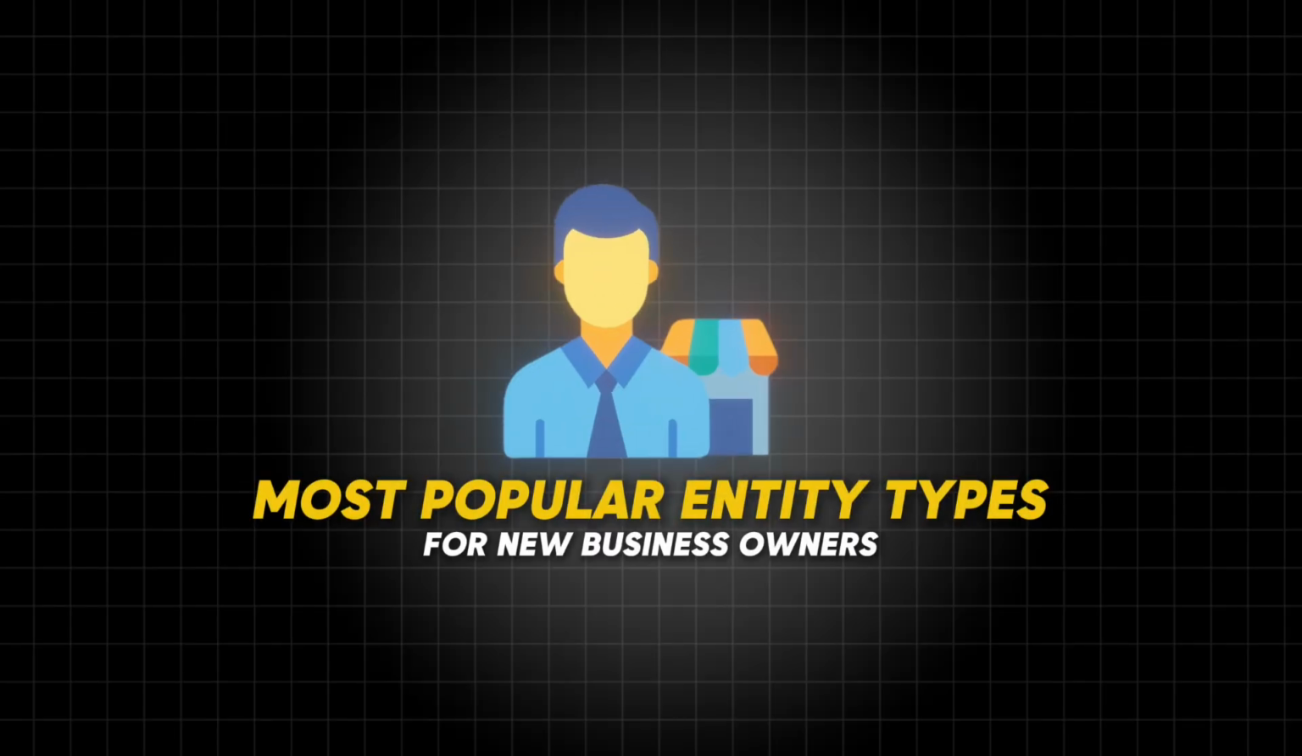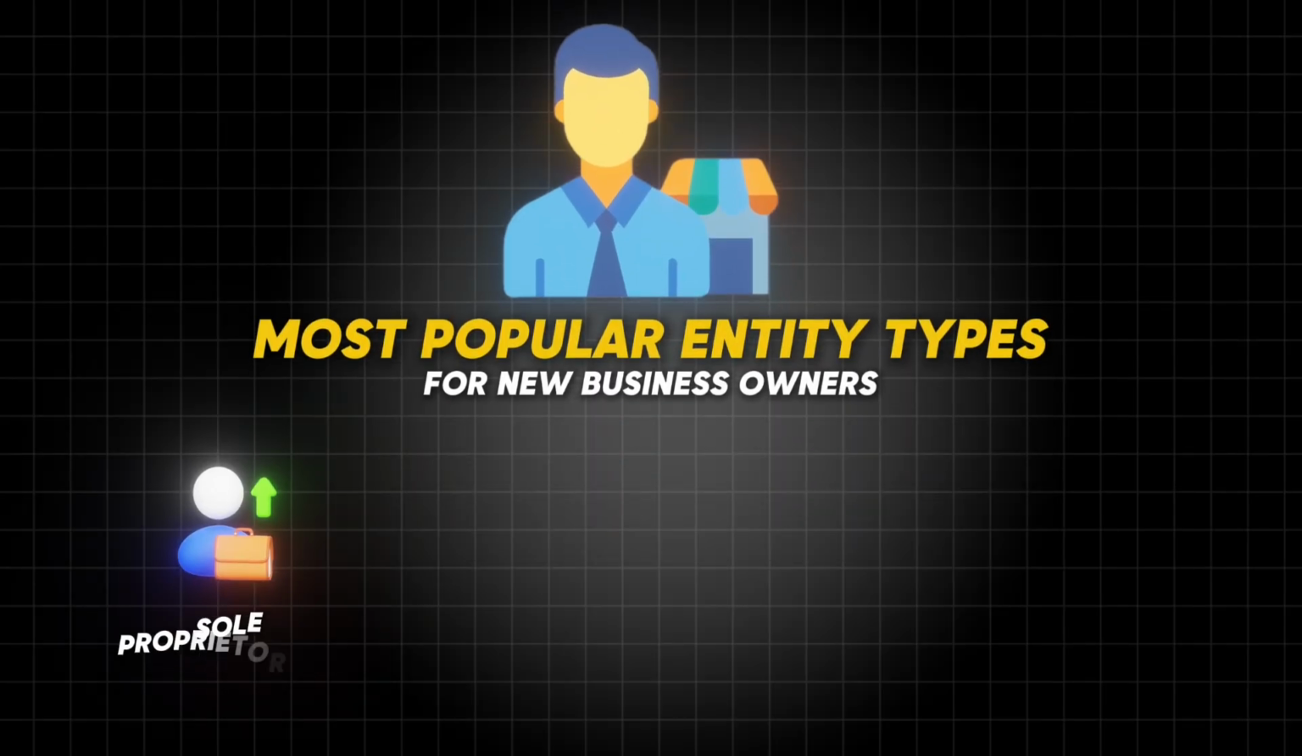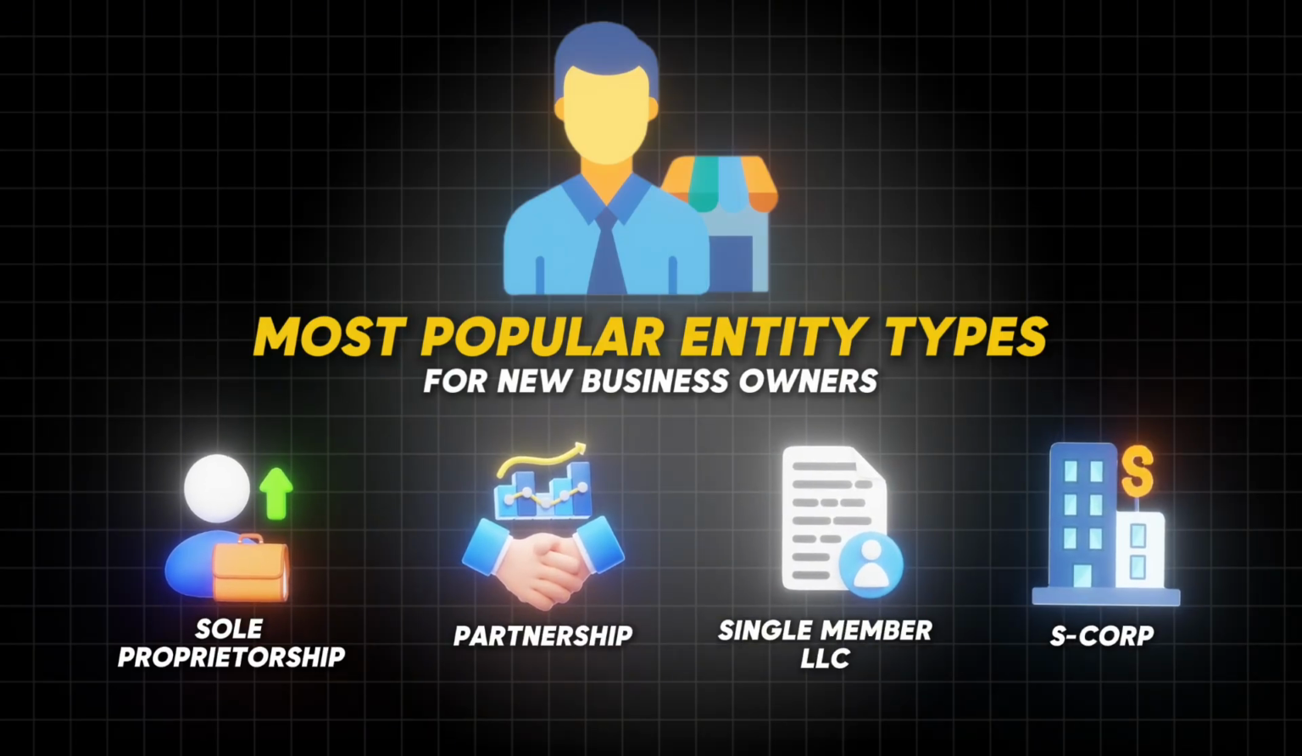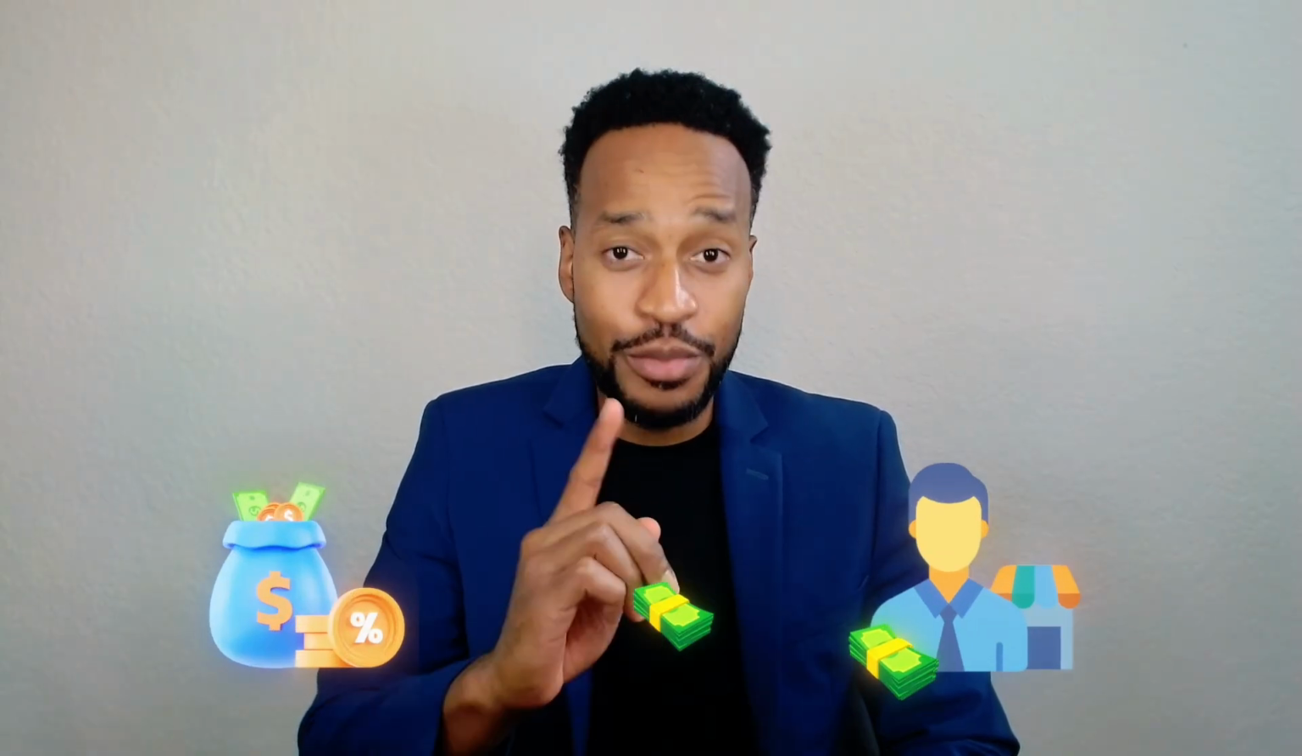For most new business owners, your entity will qualify as a pass-through, simply because most new business owners fall into one of these categories. You have a sole proprietorship, a partnership, a single member LLC, and an S corporation. All of these are pass-through entities. This means your business won't be required to pay taxes on its income before distributions are made. Instead, the income flows through the business and gets reported on your personal tax return.